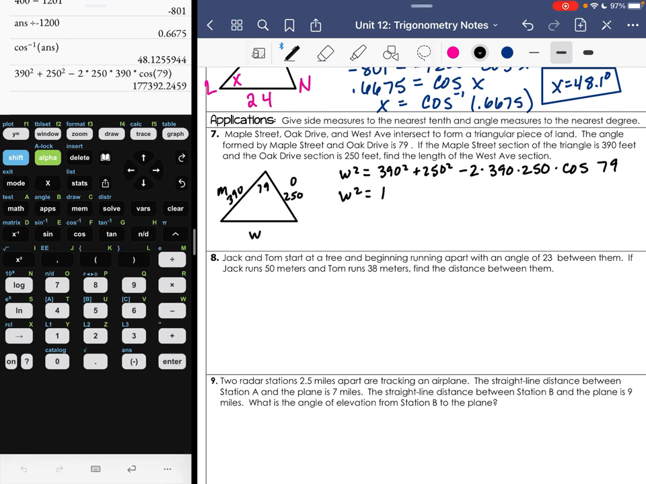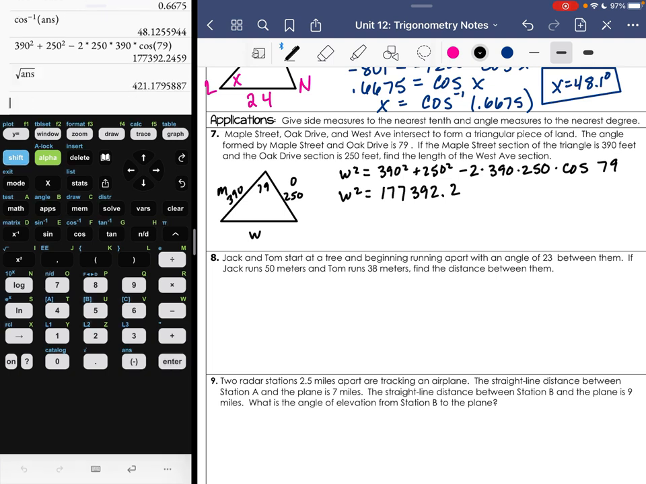So W squared is 177,392.2, and then we're going to do the square root of that answer. So West Avenue equals 421.2 feet. Okay, so that is the answer to that one. So that one was one we were finding a missing side, so it was easy. We could just put it all in and then take the square root.